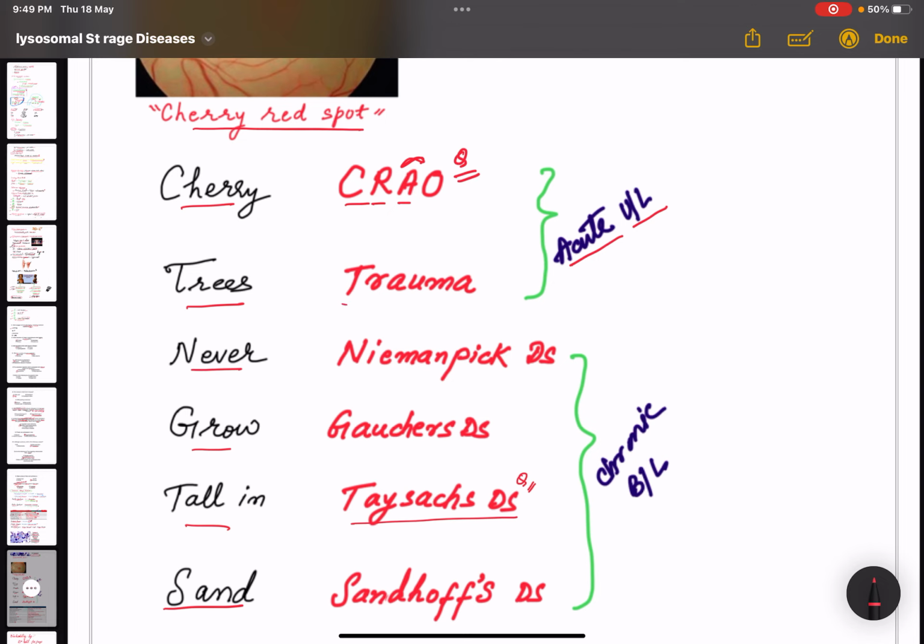In trauma, it is also acute and unilateral. N is for Niemann-Pick disease, G for Gaucher's disease, T for Tay-Sachs disease. This can be a question in the exam. Niemann-Pick disease, Sandhoff's disease. Okay, and all these are chronic and bilateral.